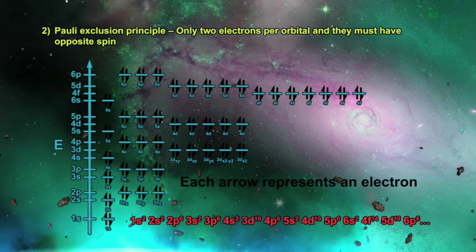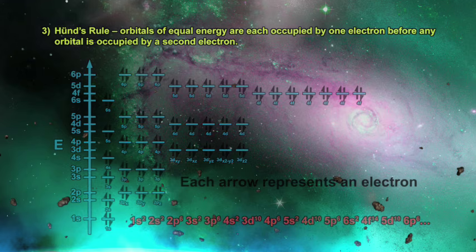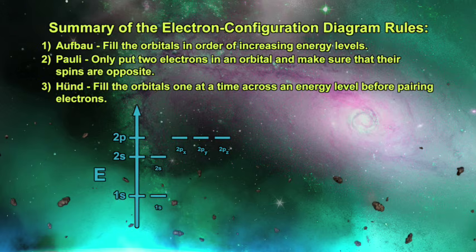Below the diagram is the electron configuration notation, which utilizes exponents to indicate the number of electrons within each orbital. The third and last rule is called Hund's rule, which states orbitals of equal energy are occupied by 1 electron before any orbital is occupied by a second electron. Now let's review these 3 basic rules.